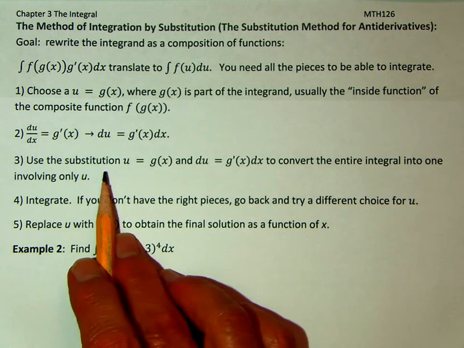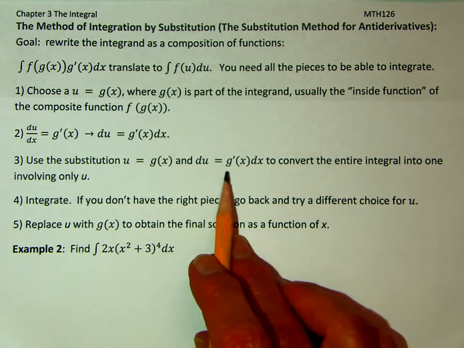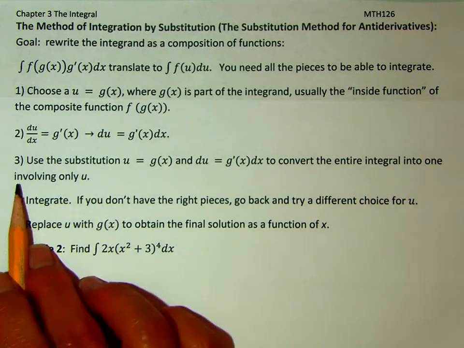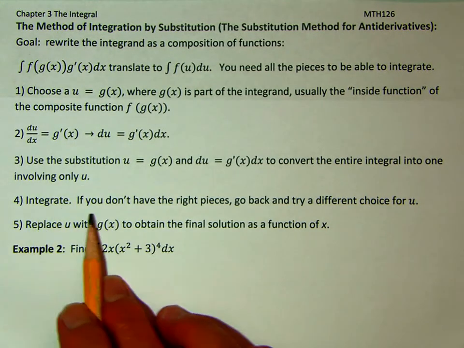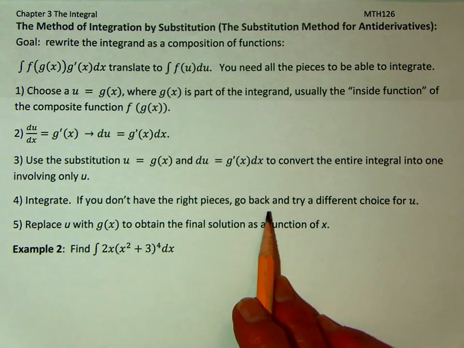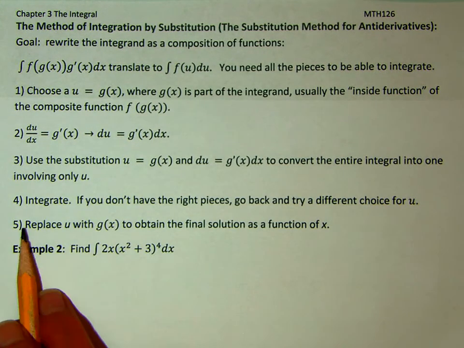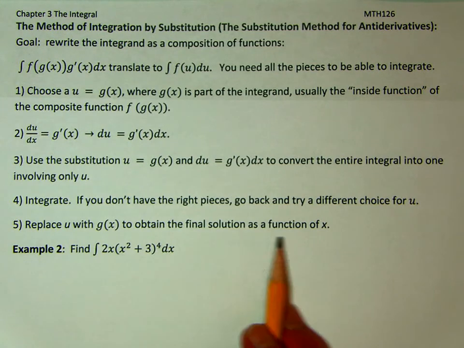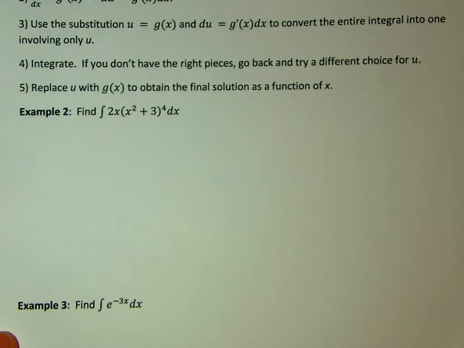Then use the substitution u equals g of x and du equals g prime of x dx to convert the entire integral into one involving only u. Now integrate. If you don't have the right pieces, go back and try a different choice for u. Replace u with g of x at the end to obtain the final solution as a function of x. Let's do some examples.